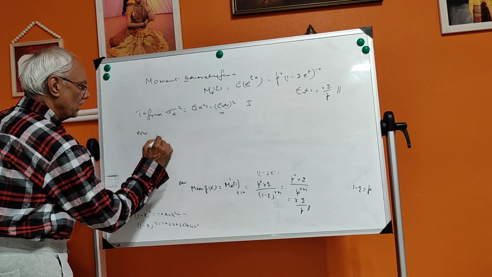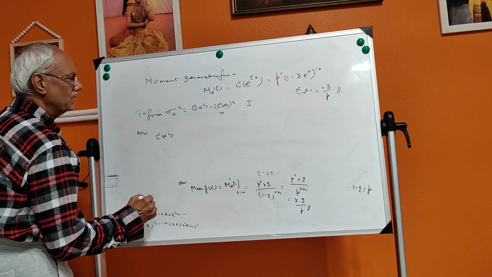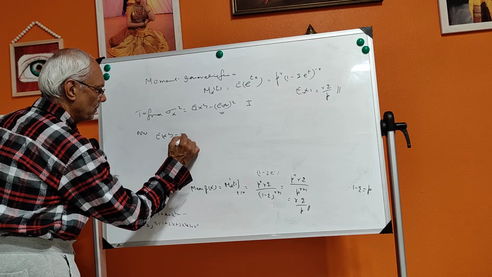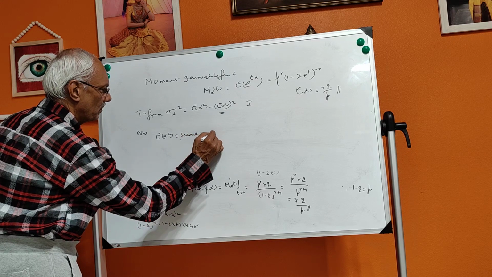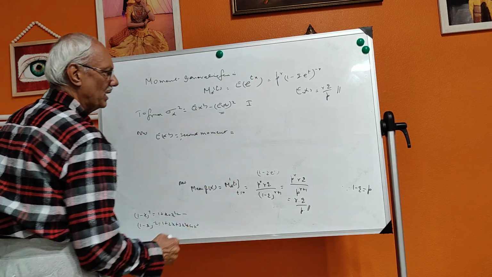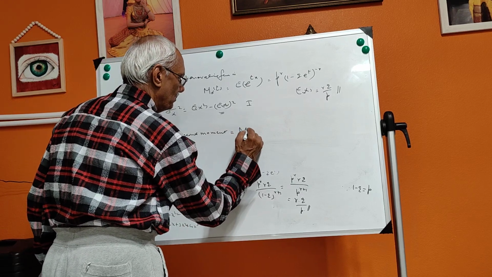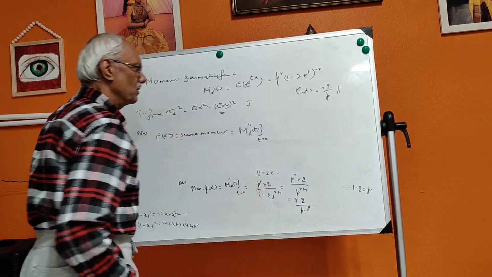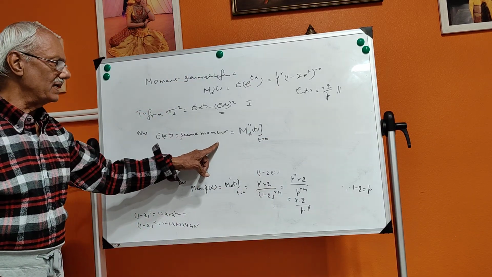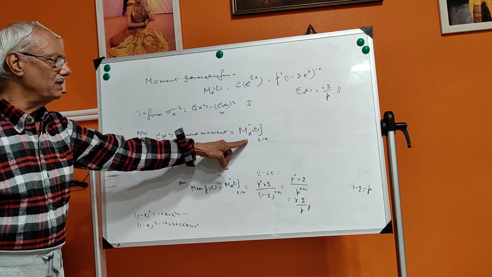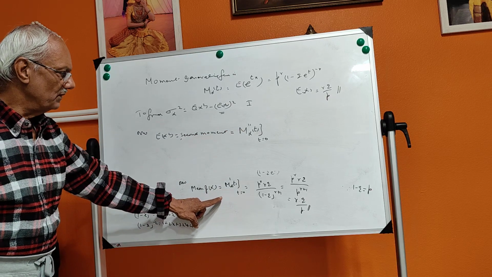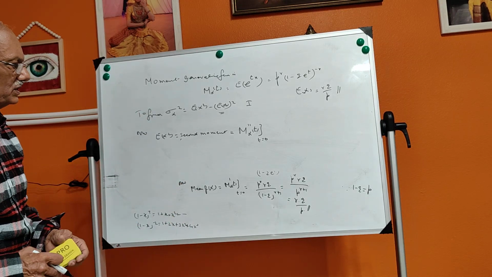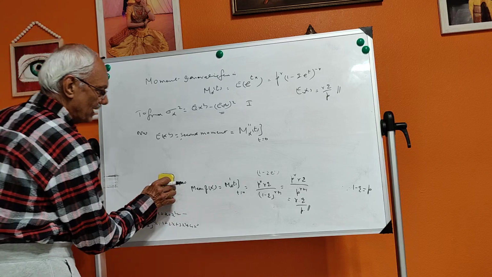Now E(X^2) is nothing but your second moment. And this is nothing but your M''_X(t) at t = 0. So E(X^2) is the second moment, which is taking the derivative. Here I have taken the first derivative, then you go for the second derivative and then apply t = 0. Now I will rewrite this.